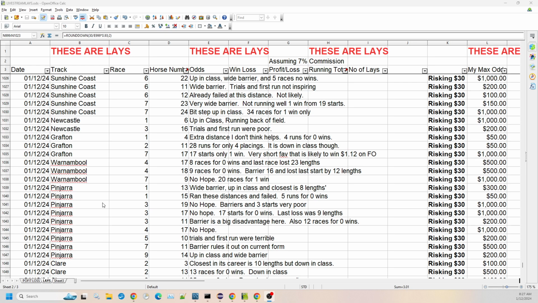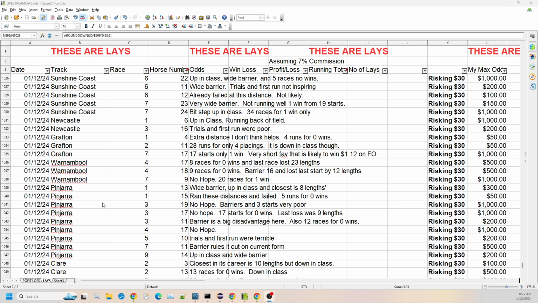And number 15, it's ran these distances and failed. Now, it's fairly shorter in the odds compared to what I'm normally looking at. It has had 5 runs with 0 wins. I'm willing to only go up to $50 on that one. Then we have Pinjarra Race 3, where I've got 11, 17, and 19. Now, number 11 has a really wide barrier. I think it's like 18.